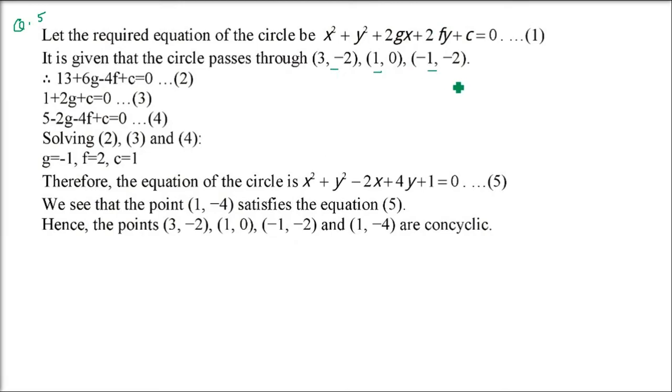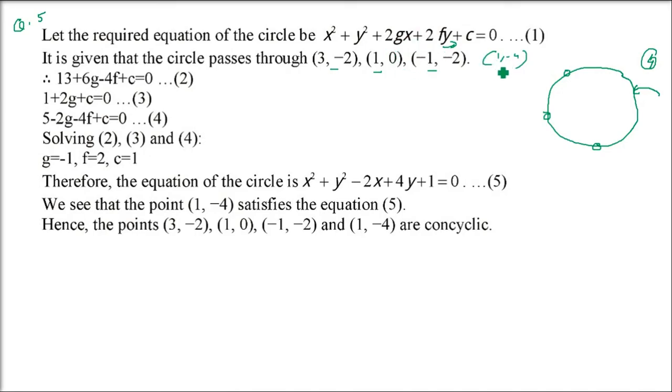They satisfy the equation of the circle. So take any 3 points. We have already done a question like this, the second question. We take 3 points, and using these 3 points we can find the equation of the circle. Now the fourth point, if you put it in the equation found from these earlier 3 points and it satisfies, that means these 4 points are concyclic.